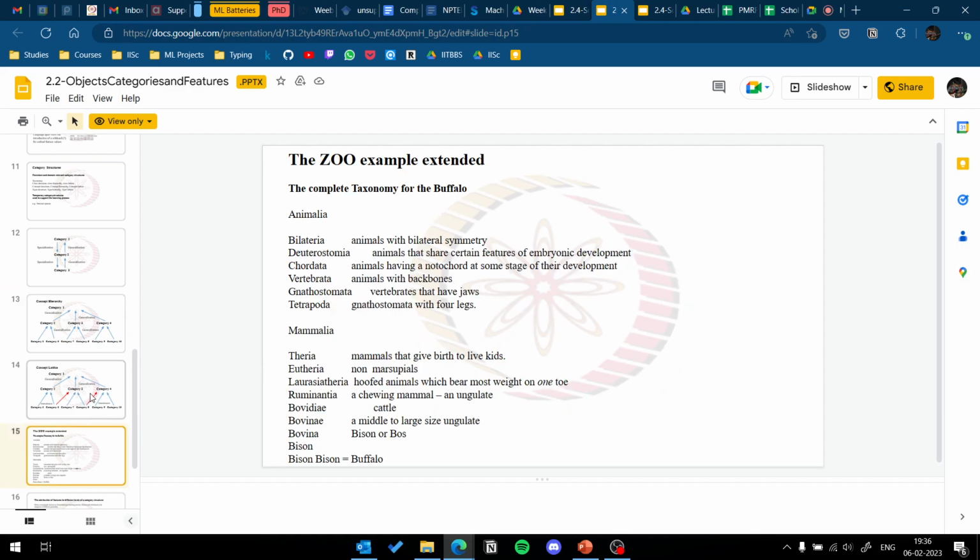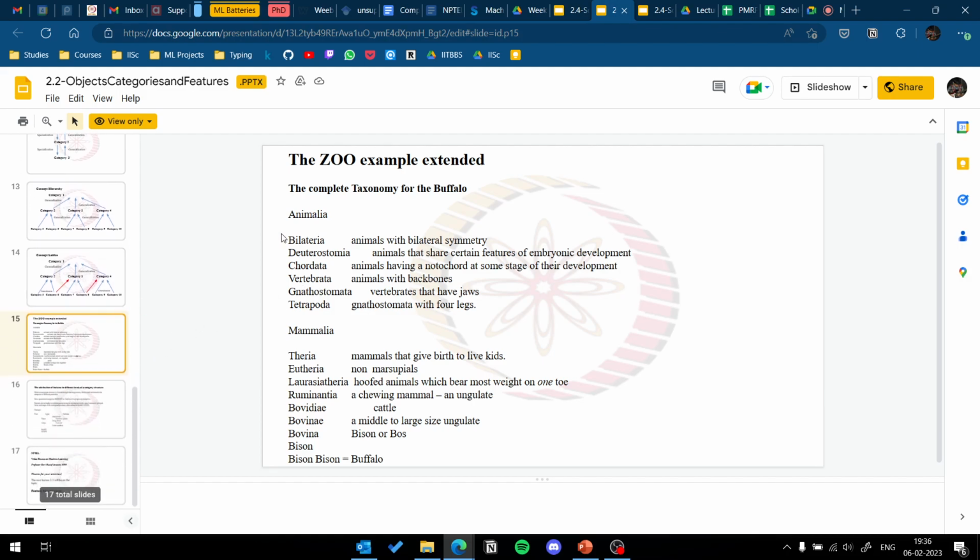Here the professor has given an example of a buffalo. We start off at the top, which is the most general case. So Animalia, and then you go down and down. Finally, you reach this, which is the species, I think. And this is called genus. This is called family. And on top of that, something.